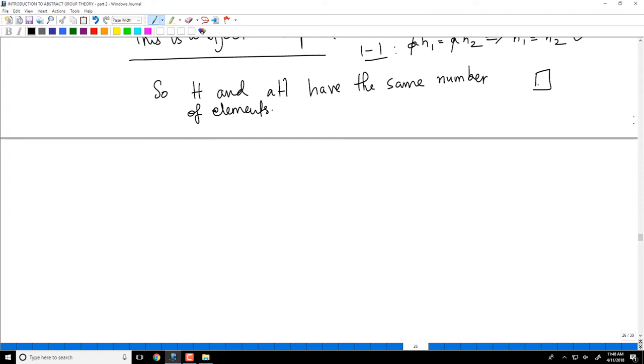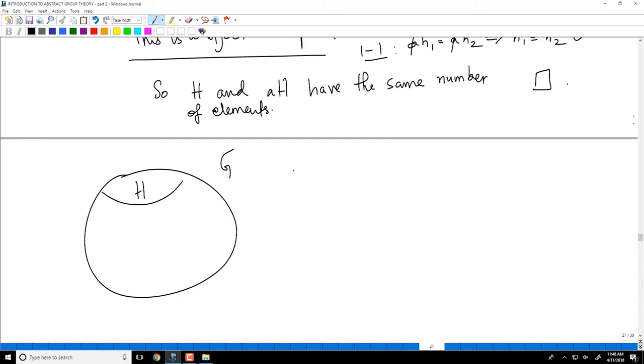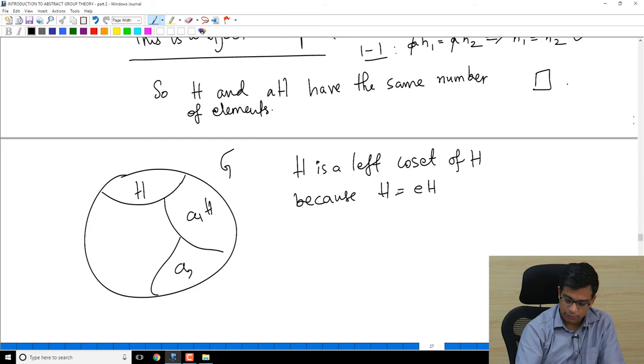Next, we have two facts. So let me draw a picture here. So this is a group G. You have cosets. Remember, H itself is a coset, because H is nothing but eH. So that's one coset. You have some other coset, a1H, some other coset, some other coset, and so on. So you have several cosets.